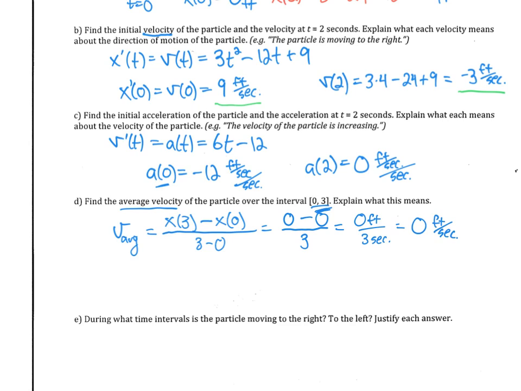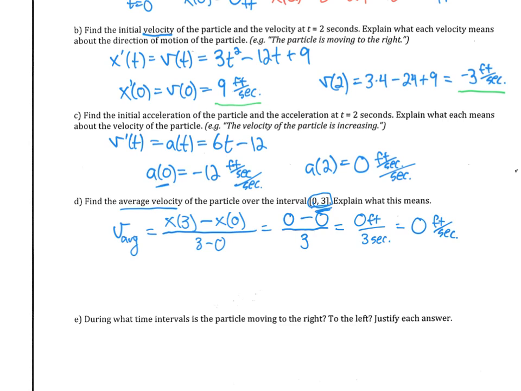That does not mean that at every point in time the particle is moving at 0 feet per second. What it means instead is that for some of the interval 0 to 3, the particle is moving with a positive velocity, and for some of the interval 0 to 3, the particle is moving with a negative velocity.